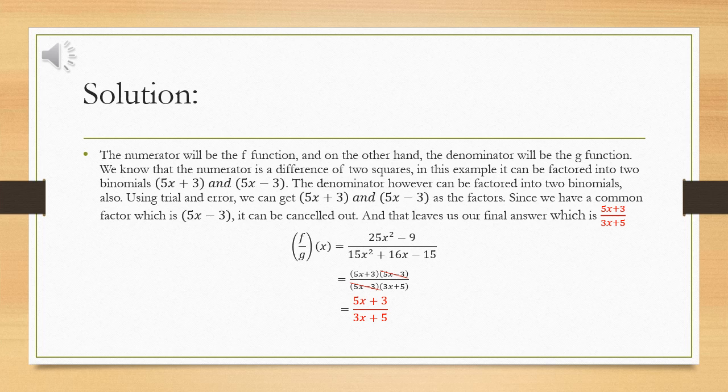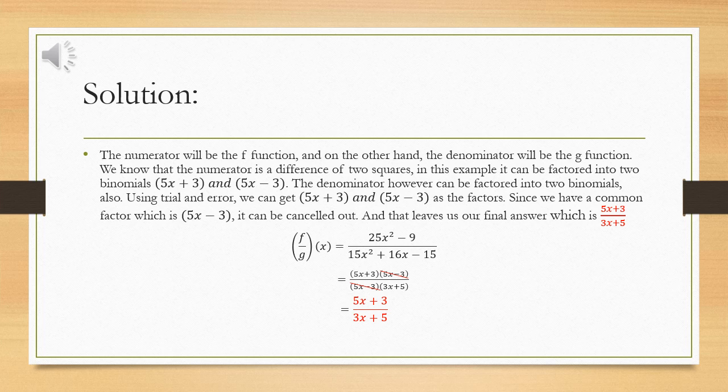The denominator, however, can also be factored into two binomials. Using trial and error, we get 5x minus 3 and 3x plus 5 as the two factors. Since we have a common factor, which is 5x minus 3, it can be cancelled out, and that leaves us our final answer, which is 5x plus 3 over 3x plus 5.